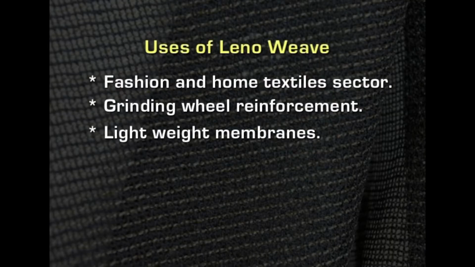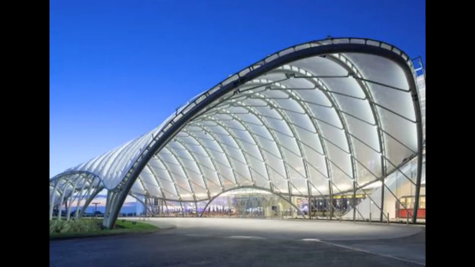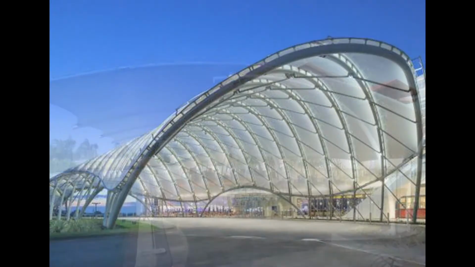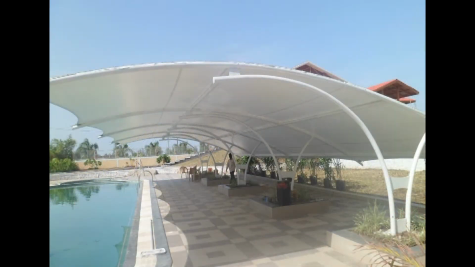Other uses of these Leno fabrics are lightweight membranes, which means that these Leno fabrics are excellent base material for making lightweight membranes which are used for architectural purposes. So, these membrane panels can be installed and can be removed very quickly because they are light in weight, and they also have pretty good heat insulation and they also have self-cleaning properties.